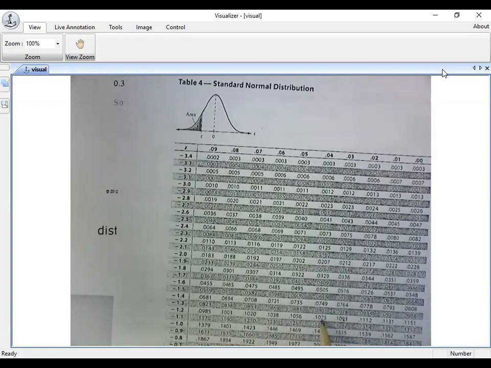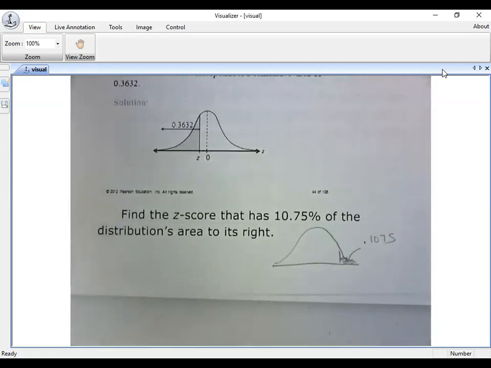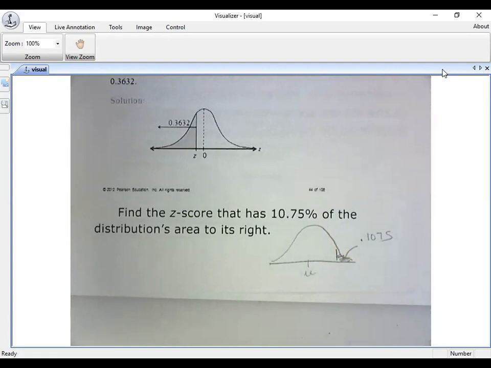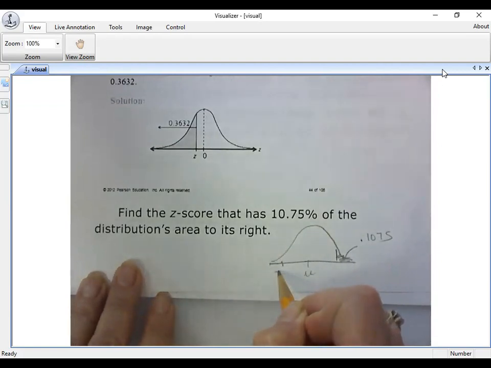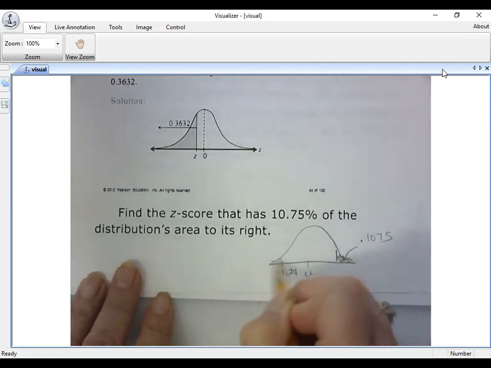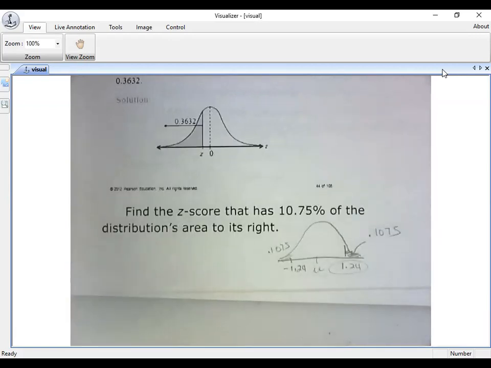Okay, so let me give you a heads up. Is this symmetric about the mean? In other words, everything on the left side is a mirror image of what's on the right, correct? So if this was a negative, what did we say it was? 1.24? And that has 0.1075 of the area in it. What do you think this z-score would need to be? Positive 1.24. You can use the table, and that's a nice little shortcut if you know it.